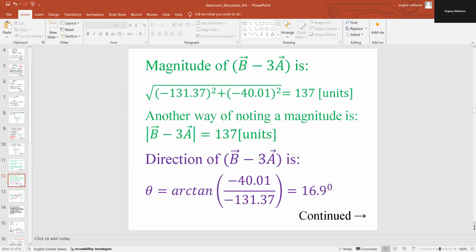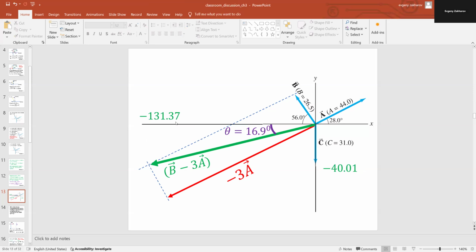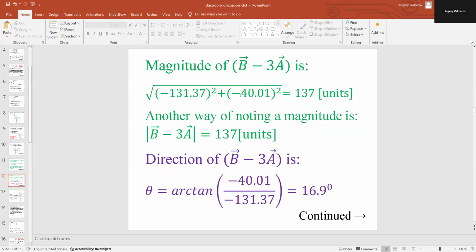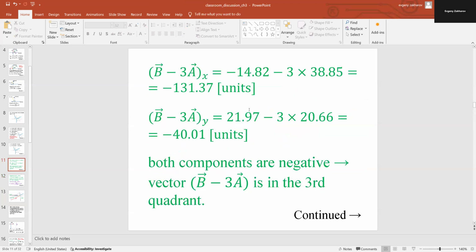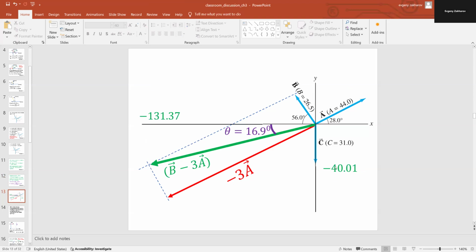Because you have negative 131 as your x component. So negative 131 as negative x component. And negative 40 is your y component. So negative 40 right there. So this is the vector sum.